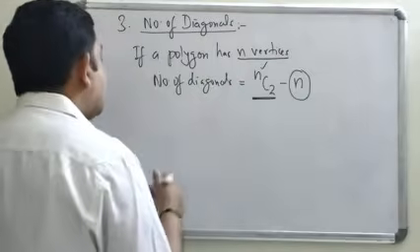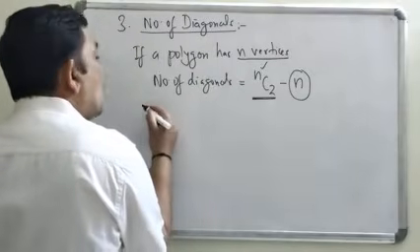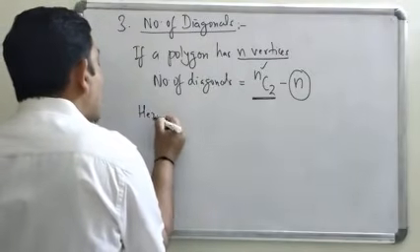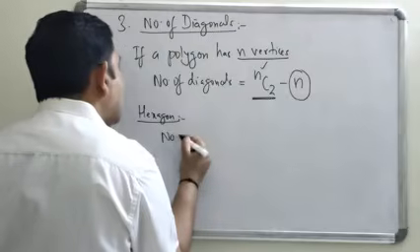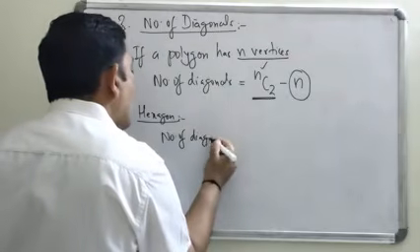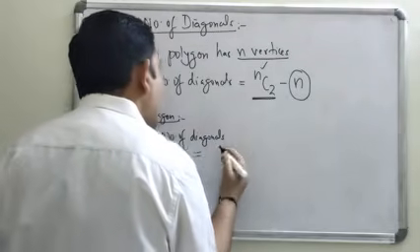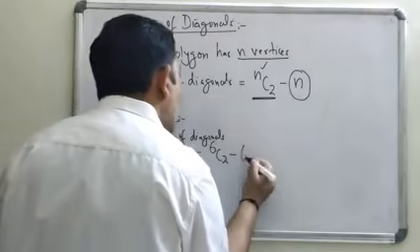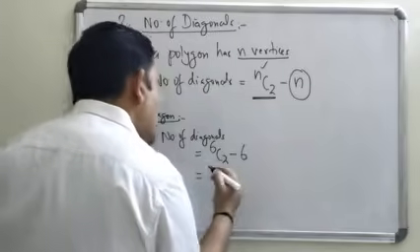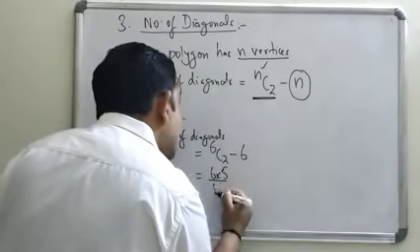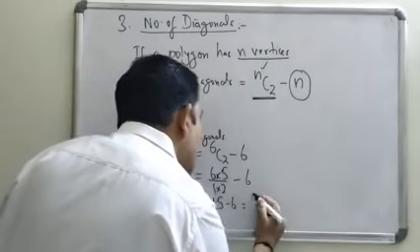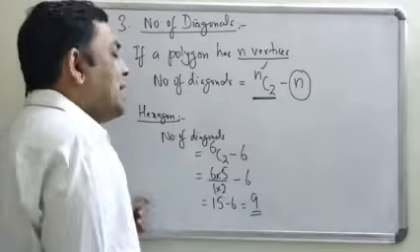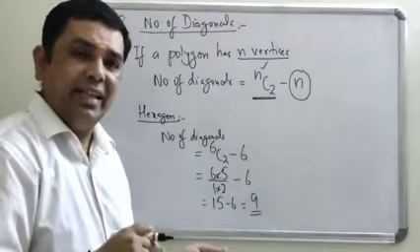Okay. Now let us take an example. Suppose we are talking about a hexagon, right? For a hexagon, the number of diagonals will be equal to 6C2 minus 6. What is 6C2? 6C2 is nothing but 15. 15 minus 6, that means a hexagon will have 9 diagonals.